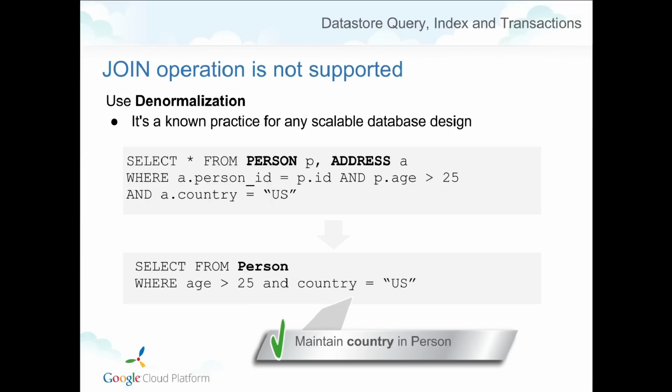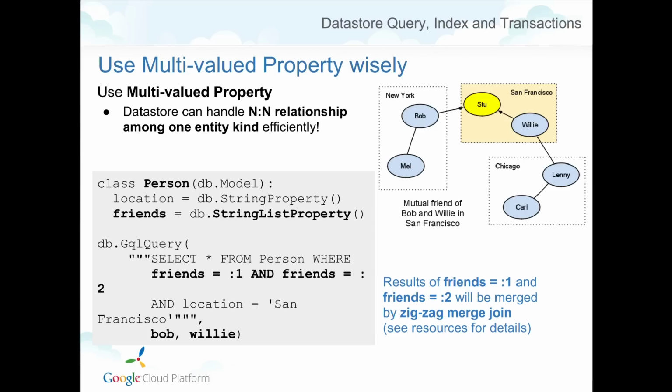This means there's a trade-off between the performance or scalability and the redundancy or cost of managing multiple duplicated values onto the kind or many kinds. There are some tweaks you can use to emulate the join operation in Datastore. Like this, if you have to handle many-to-many relationships.